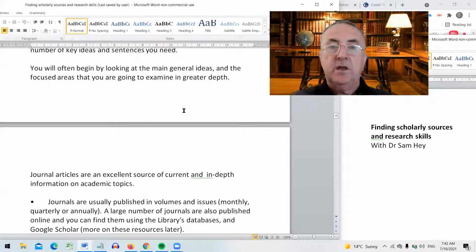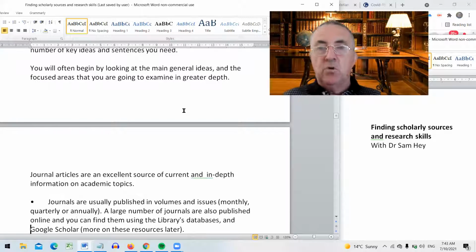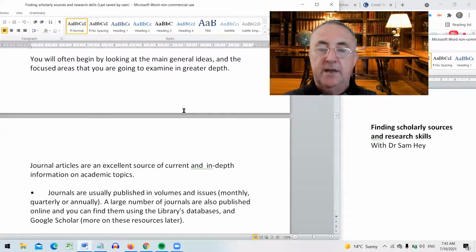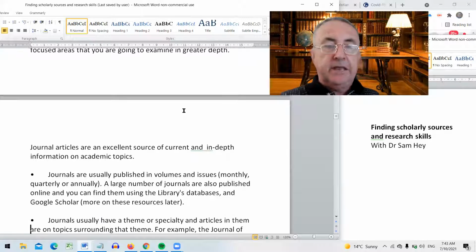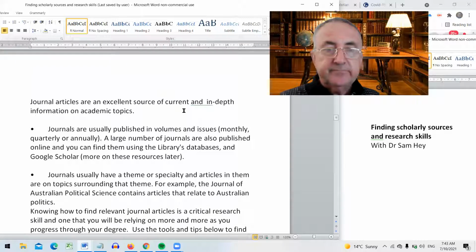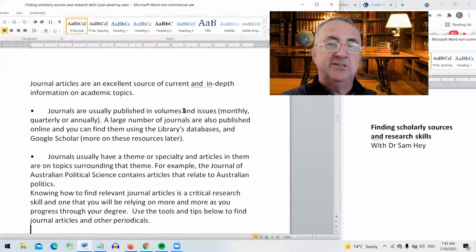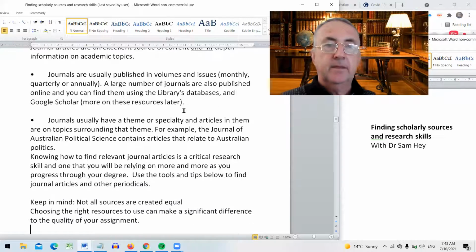Often you'll begin by looking at the main general ideas, and then you'll begin to focus more and more to examine a small number of key ideas in greater depth. And often you want one overall major argument that you're presenting in your assignment, and then you're wanting a number of subpoints, but you don't want to try and cover everything or cover too much. You won't have room for that.